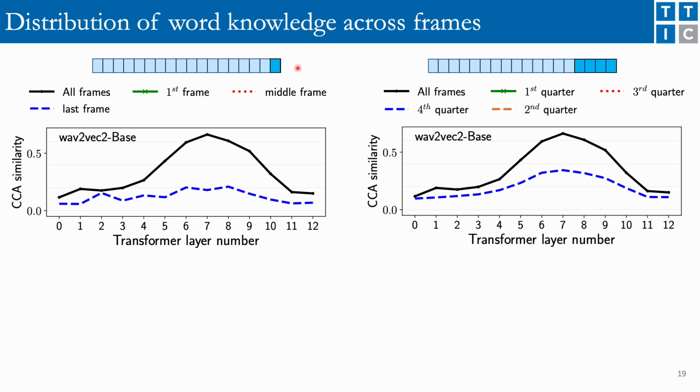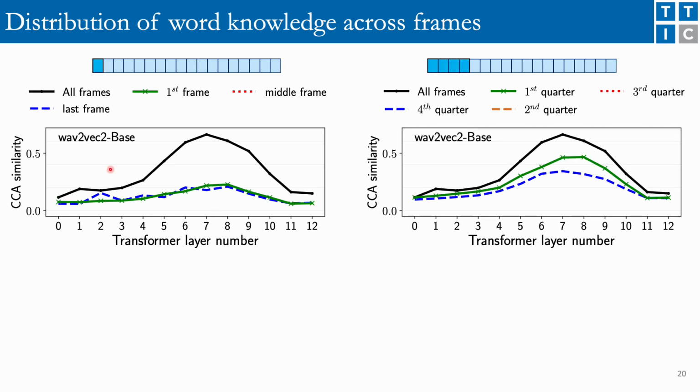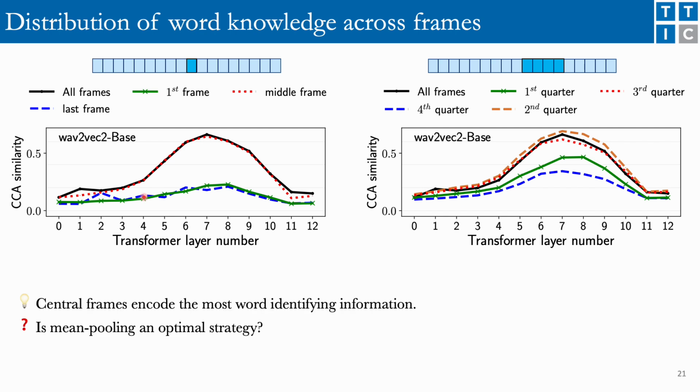Instead of mean pooling, if we were to represent words using only the last frame or the last quarter of the segment, we see that the CCA similarity drops drastically across all layers. Same is true when using only the first part of the segment. But if we were to represent the word using the frames in the center of the segment or even just a single central frame, the similarity values almost match the ones from mean pool representations. This strongly suggests that the central frames encode the most word identifying content and also raises the question of whether mean pooling is indeed an optimal strategy.